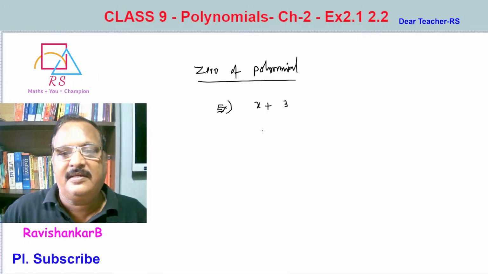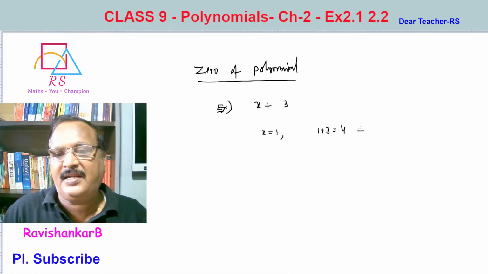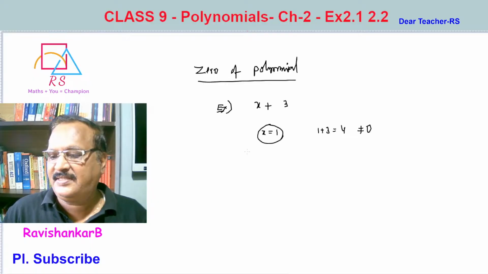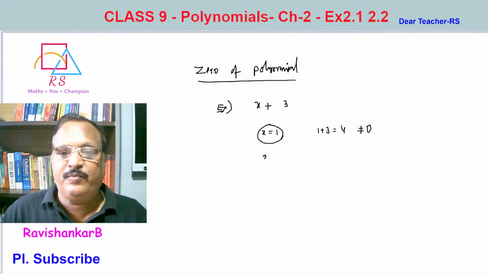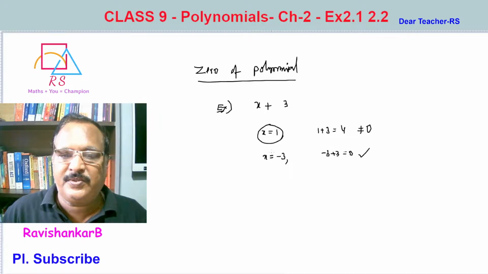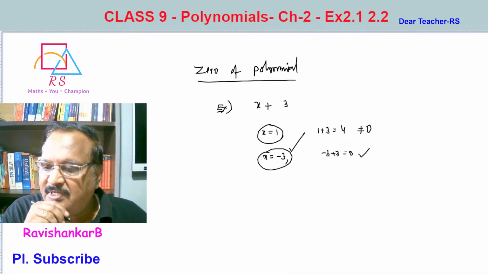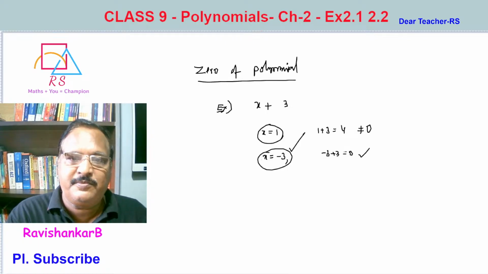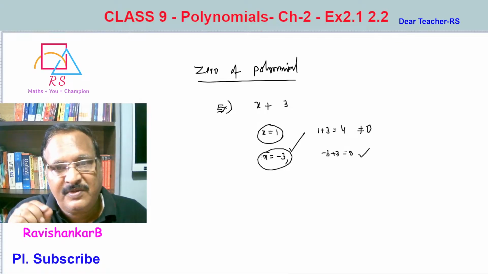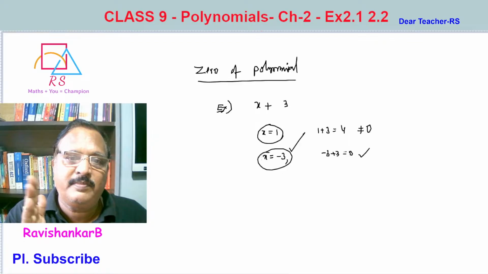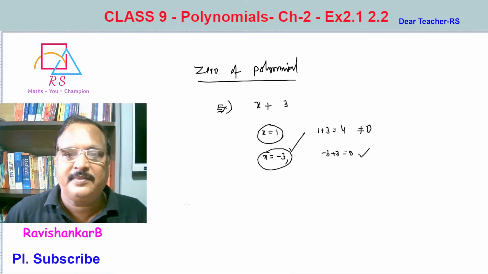This x plus 3 will become 0 at some x. If you put x is equal to 1, what happens? 1 plus 3 is equal to 4, not equal to 0. Therefore, 1 is not the 0. If you put x is equal to minus 3, then what happens? Minus 3 plus 3 is equal to 0. Therefore, the polynomial becomes 0 at x is equal to minus 3. Therefore, x is equal to minus 3 is the 0 of the polynomial. Okay, so the 0 of the polynomial is the value of the variable at which the polynomial becomes 0.